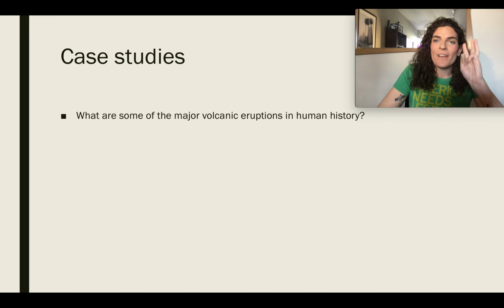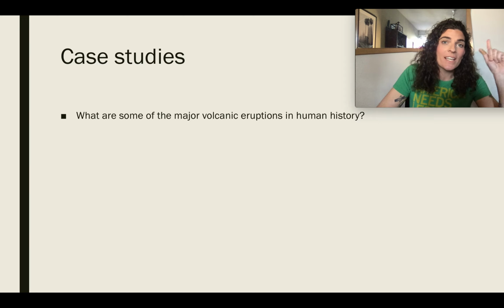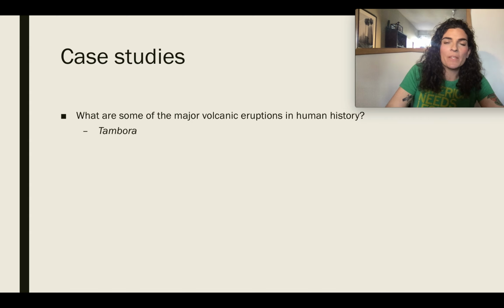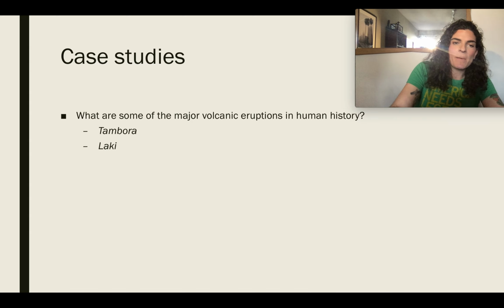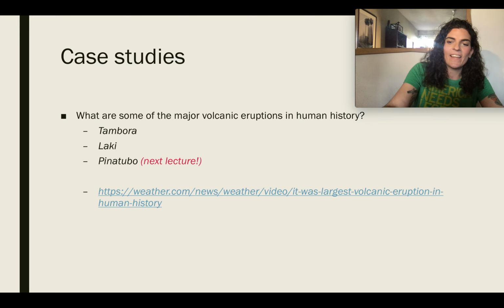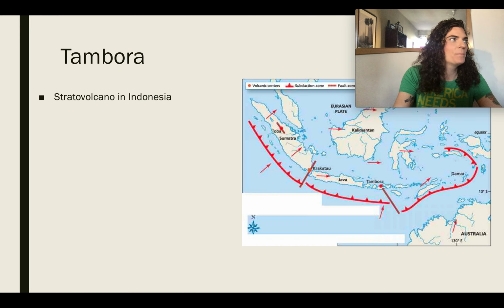So let's look at some case studies of some of the major volcanic eruptions in human history. We're going to use 3 case studies. We're going to talk about 2 of them today, and then the third one, Pinatubo, we're going to talk about next week because, as I mentioned, there's a lot more detail on Mount Pinatubo. So we're going to start with the eruption of Mount Tambora, then talk about the eruption of Mount Laki, and then next week is Mount Pinatubo.